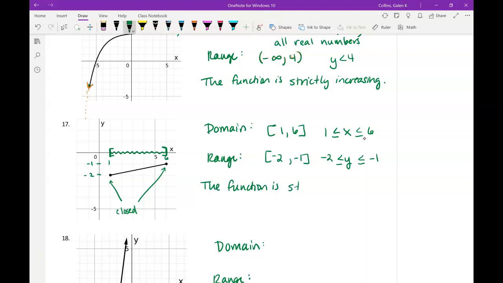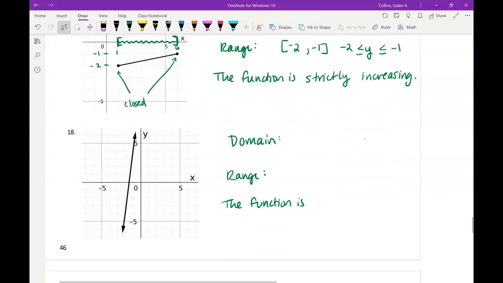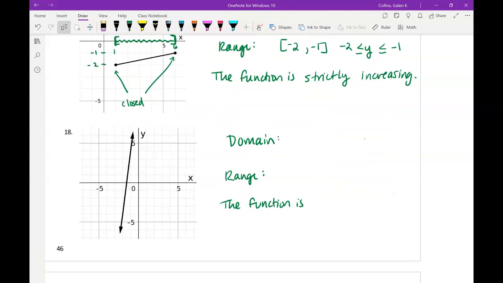The function is strictly, meaning always, increasing. Well, meaning always across its domain. All right, number 18. Oh, domain and range, easy peasy, all real numbers. The arrows indicate that the function continues to the left and right, also up and down. You could also show negative to positive infinity if you are writing interval notation. Or you could say in words all real numbers. This linear function is strictly increasing.